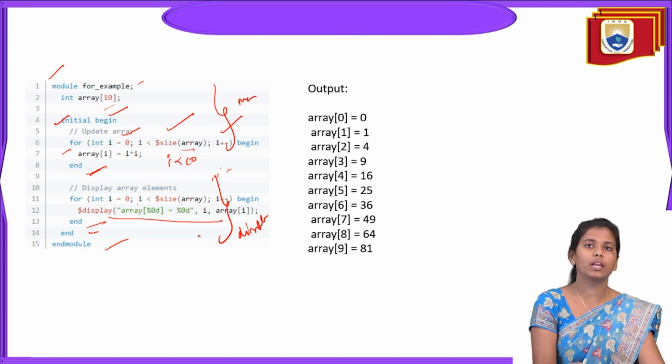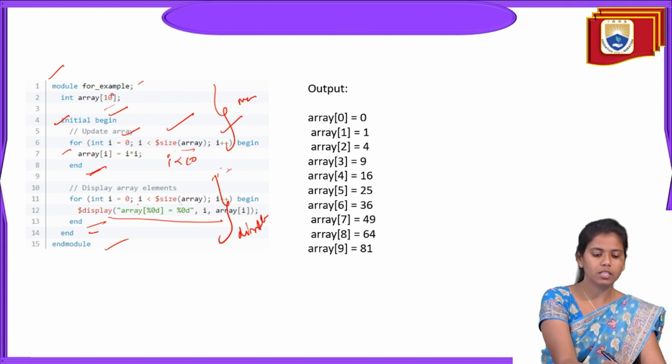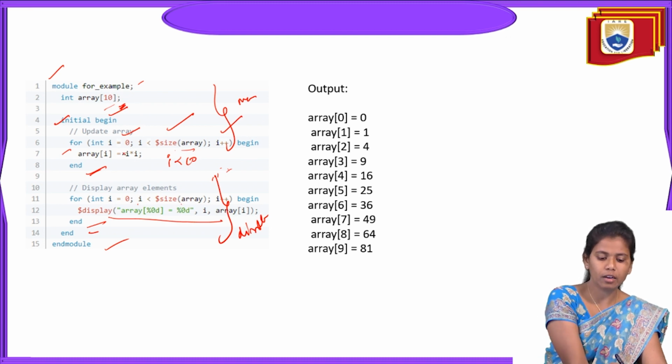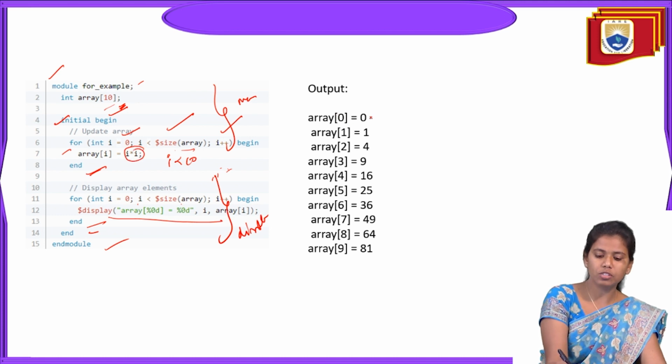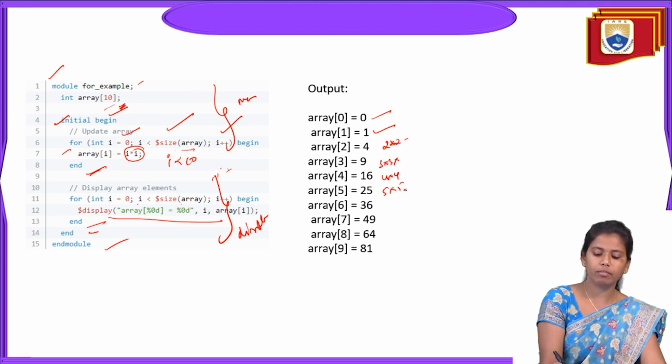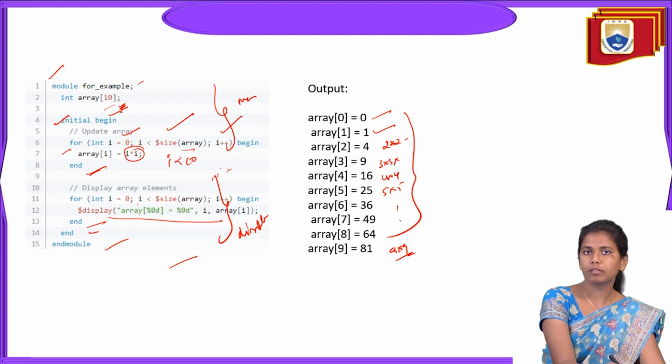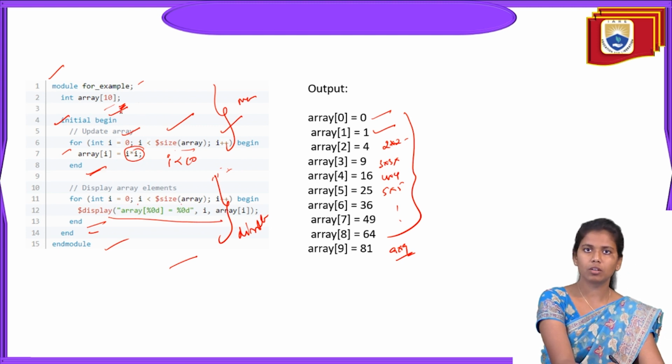So how will I observe the output? I'm considering this for loop of array 10, using the multiplication array[I] is equal to I into I. So array 0 is 0, 1 is 1, 2 into 2 is 4, 3 into 3 is 9, 4 into 4 is 16, 5 into 5 is 25, like that up to 9 into 9. This is how the execution of procedural assignment statements goes on.